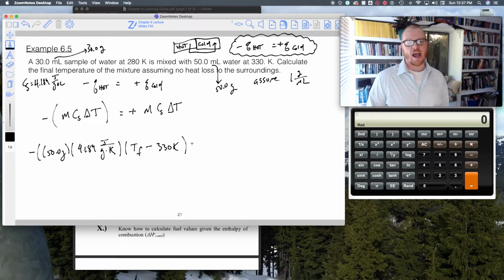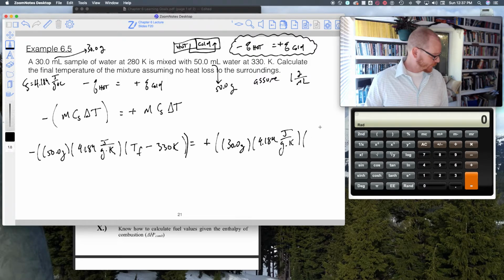Okay, and so now all of that equals positive. So I put a parenthesis there and a parenthesis there. Okay, and then so that's 30 grams, and it's still 4.184 joule per gram per Kelvin.